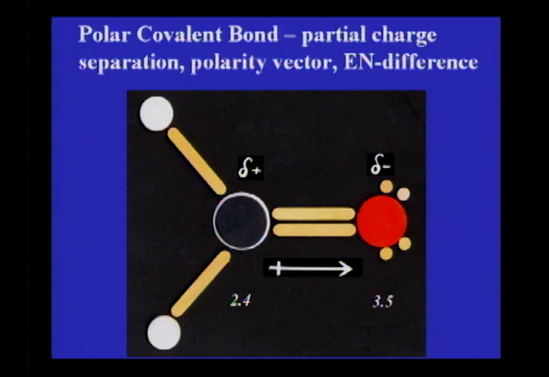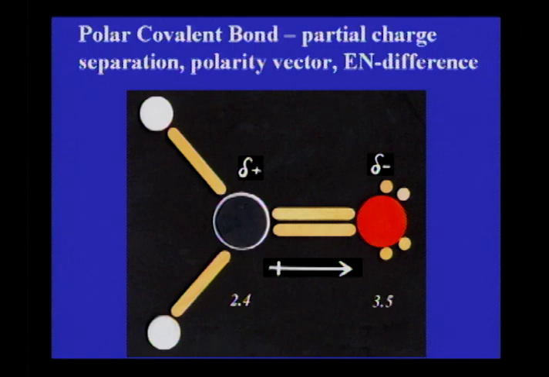Delta comes from the Greek alphabet. It's the little d, meaning differential of a charge. That means the electron density is shifted in the direction of oxygen. The more electronegative element gets the bulk of the electron density. It's unequal sharing. So we have 2.4 for carbon, and oxygen is 3.5, a very electronegative element. The difference will indicate how strong that polarity is in that particular bond, which happens to be a double bond.